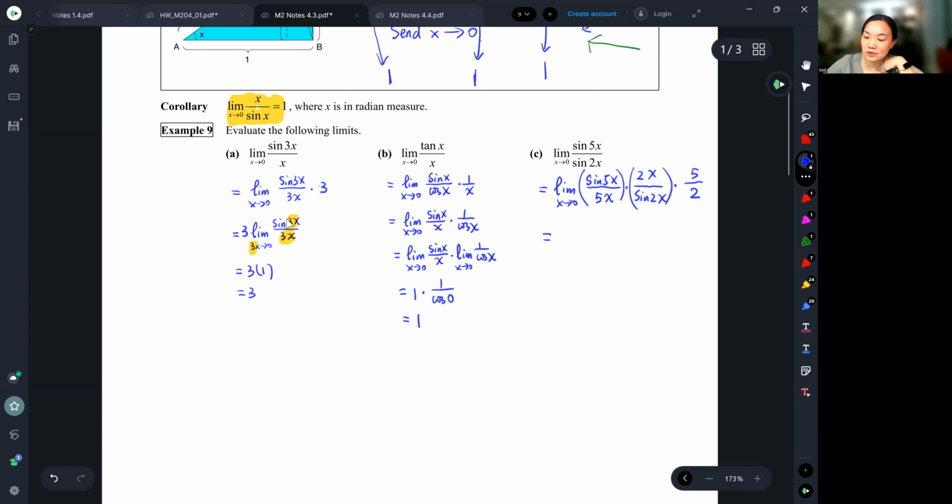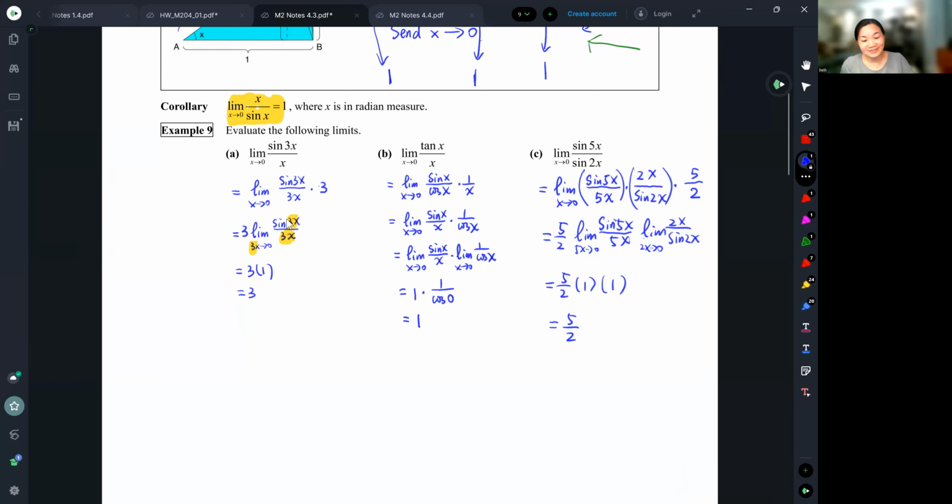Okay, and then it's equal to 5 over 2, the first limit, sine 5x over 5x, another limit, 2x over sine 2x. Now here I'll write 5x tends to 0, and here I'll write 2x tends to 0. And then I can create 2 special limits. Both are equal to 1. So 5 over 2. Is that okay?